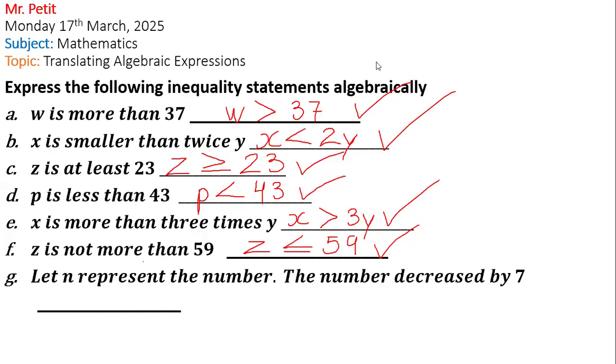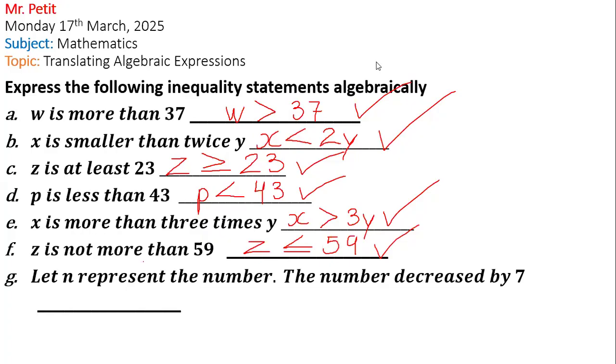Miss Petit, I think it's because it doesn't say if it's more than or less than. It actually does say that the number is decreased by 7. Okay. All right, so you're sticking with N minus 7. Yes, sir.